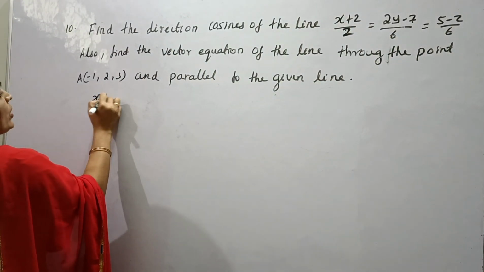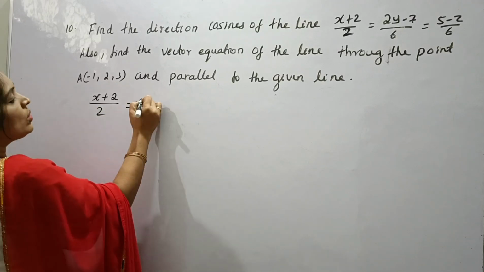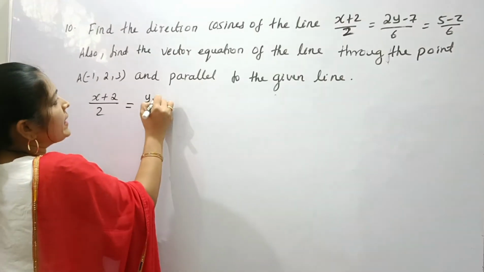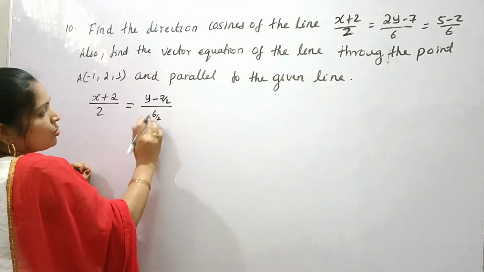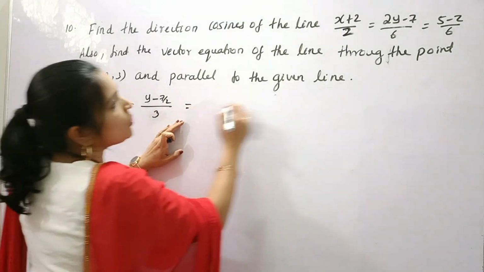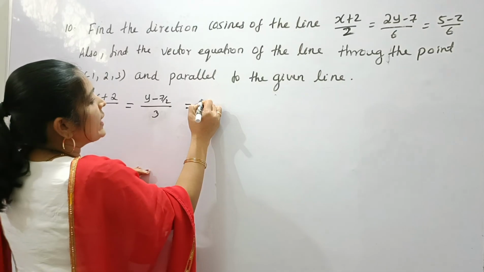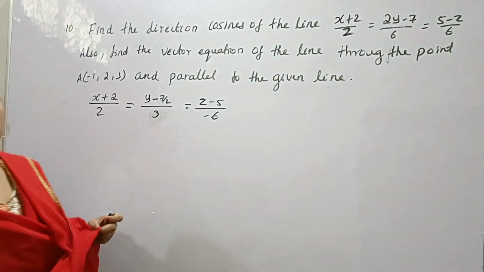Therefore, the given equation of the line is x plus 2 by 2 is equal to, here take 2 outside, so y minus 7 by 2, and write this 6 by 2, so it is 3. That is equal to, here it should be in the form z minus z1, therefore take minus outside, z minus 5 divided by minus 6.